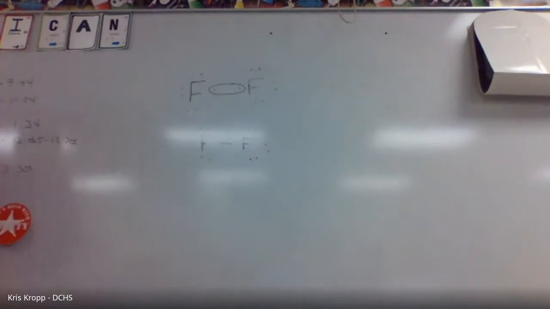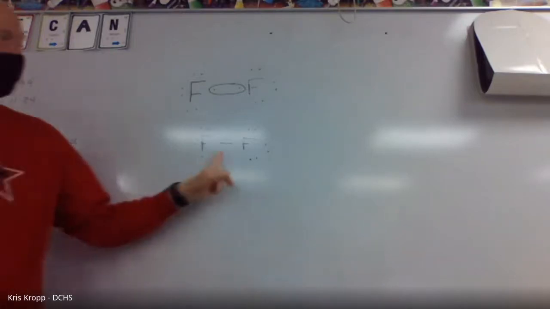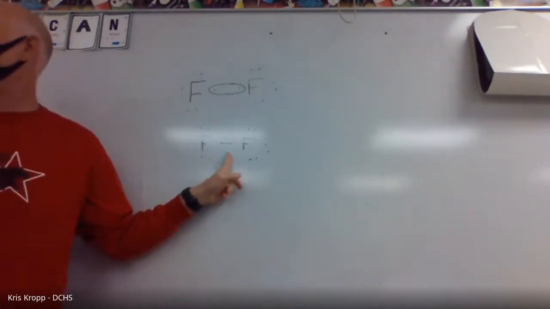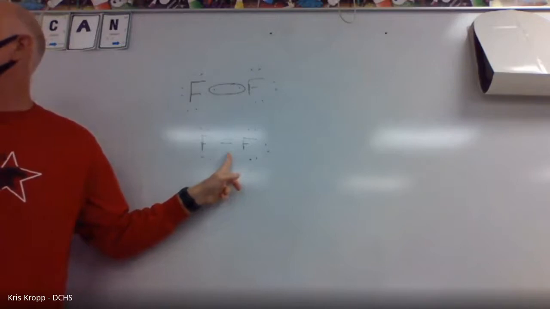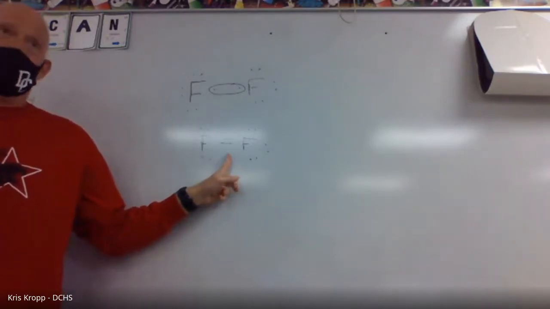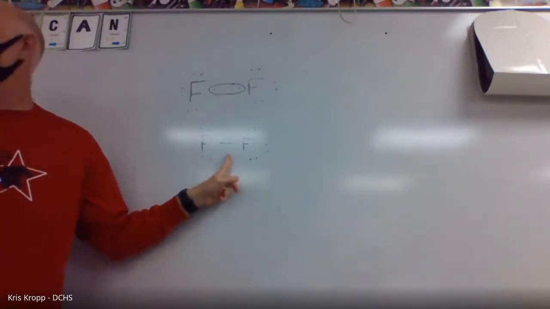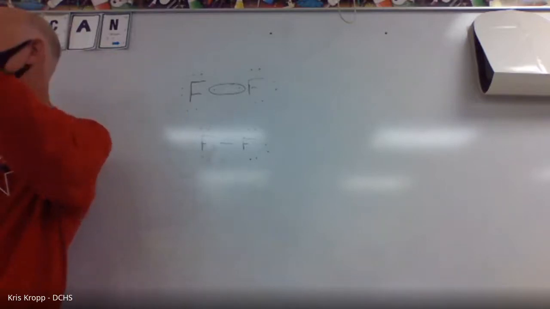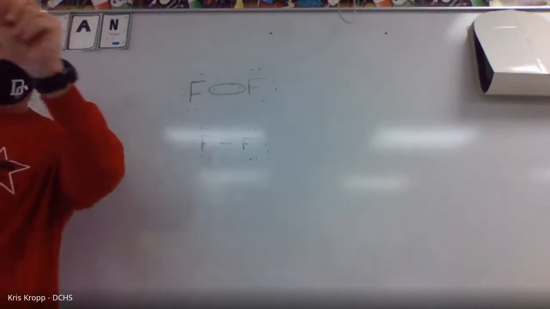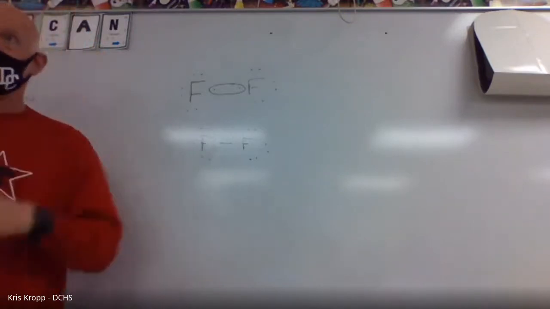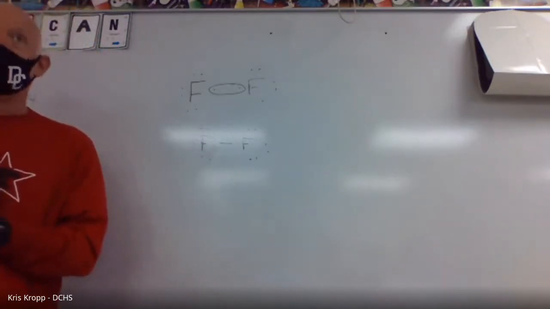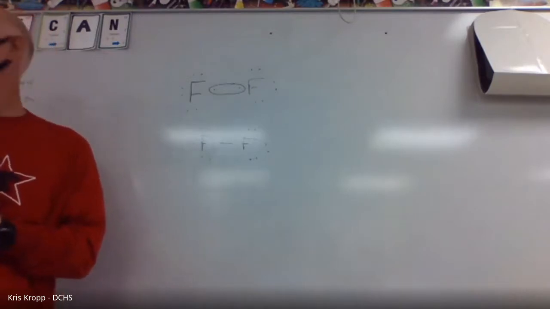Okay? And this has a couple of other descriptive names that we can use with it. First of all, this is called a single covalent bond. And we call it that because we're sharing one pair of electrons between the two atoms. So a single covalent bond is sharing one pair of electrons.